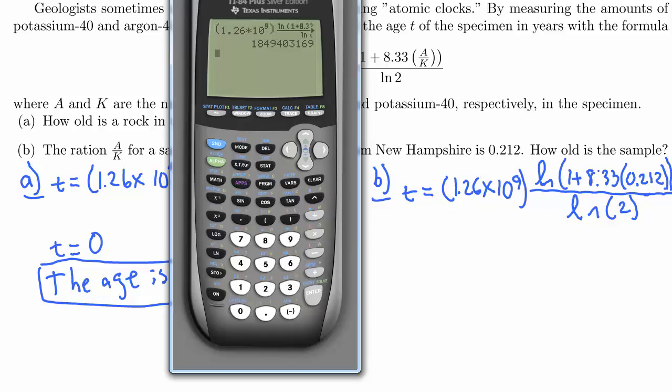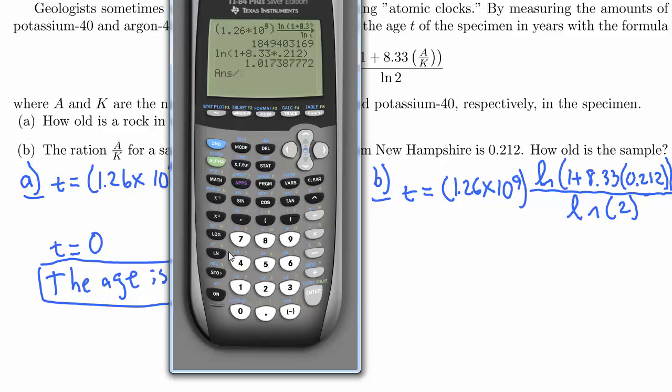What you need to do is you need to break this up into smaller pieces. So I would start out with the fraction and start out with the numerator. So what you can do is you can type in the natural log of 1 plus 8.33 times 0.212 into the numerator, or just into the calculator period. So the natural log of 1 plus 8.33 times 0.212, and then close that and click enter. Now that's just this part right here. Now I need to divide it by the natural log of 2.